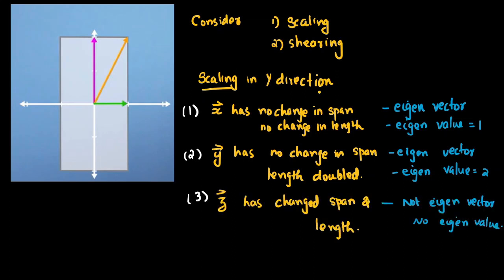And what about the z vector? The orange one is taken as the z vector. It has changed its span as well as its length. Since it changes its direction or the span, we cannot take it as an eigenvector. It is not an eigenvector, so we are not considering its change in length. So it is not an eigenvector, and it does not have an eigenvalue.